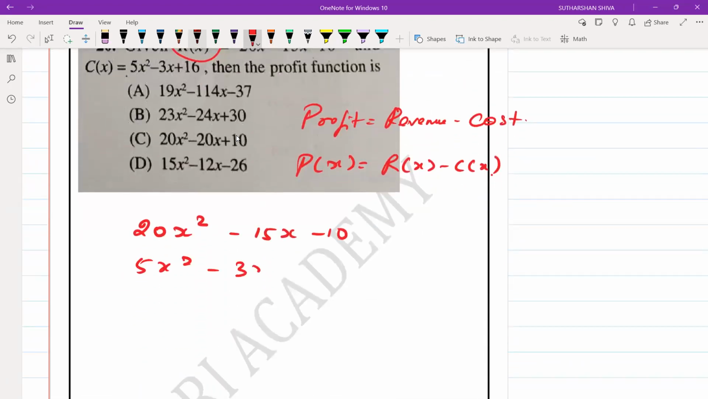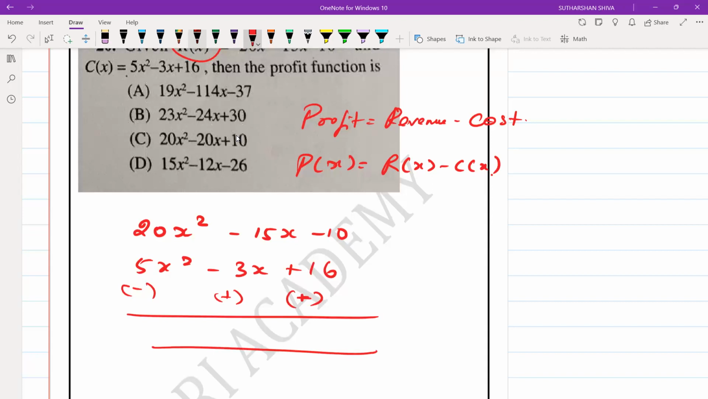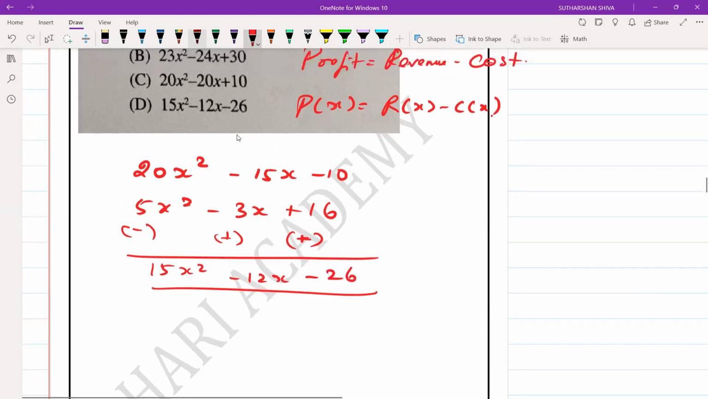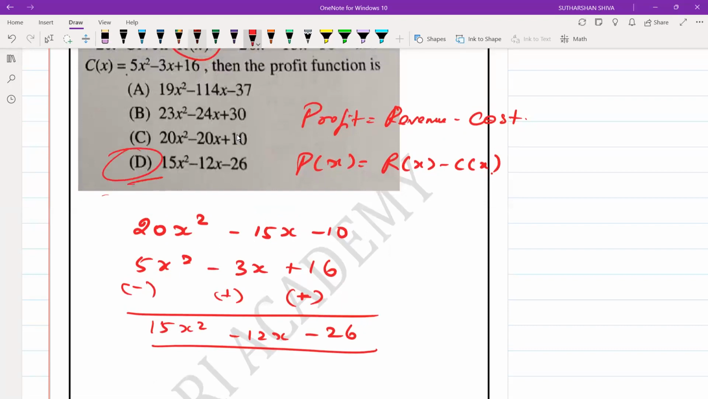5x square minus 3x plus 16. I will change the sign. Okay. And I will simply do. Now it is nothing but 15x square minus 12x minus 26. What's my answer? My answer is option B.